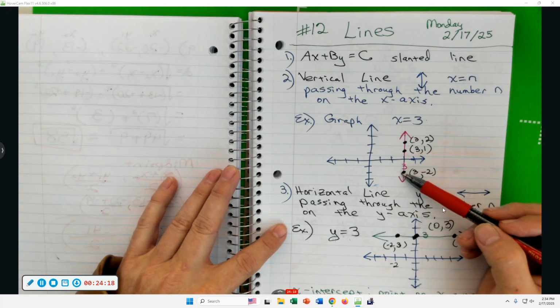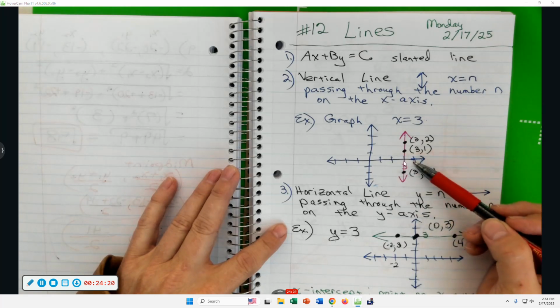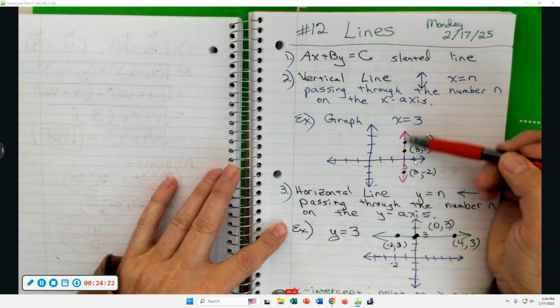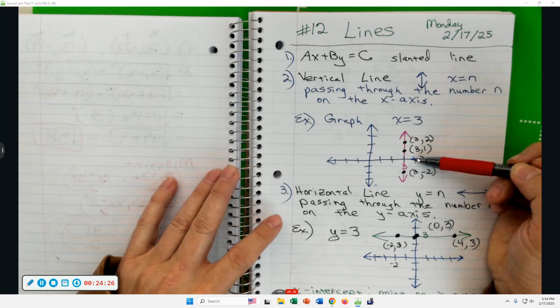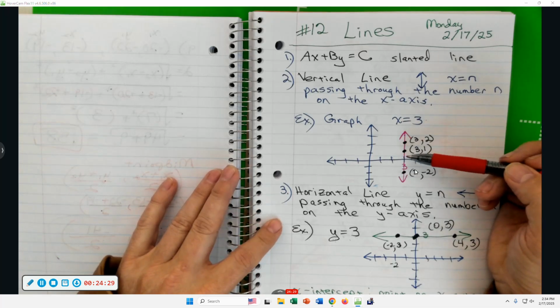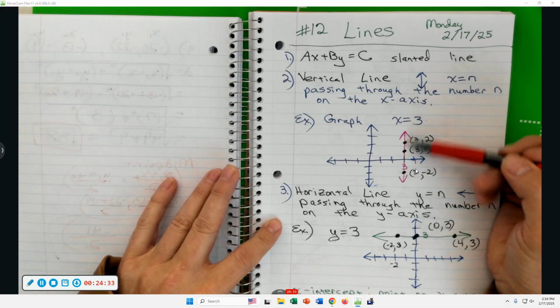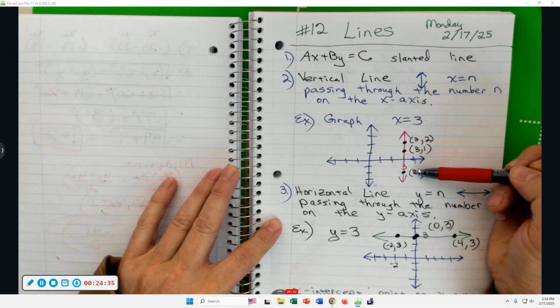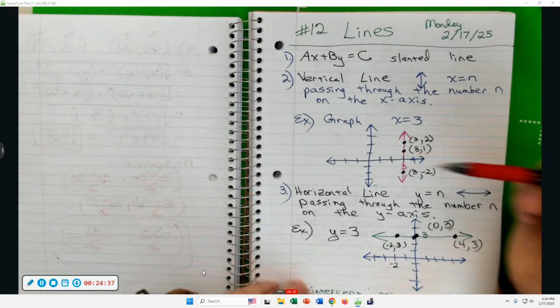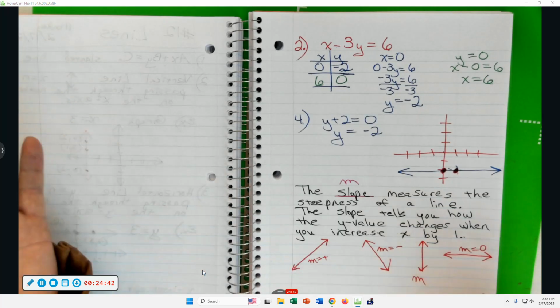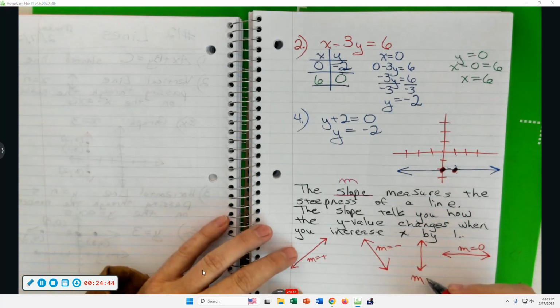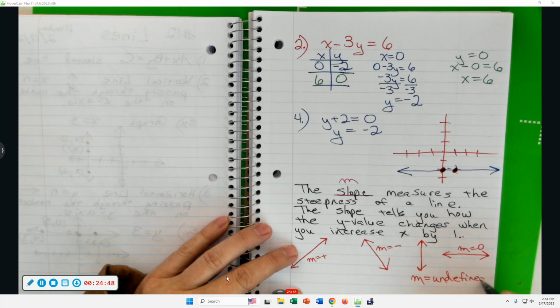On a vertical line, can I increase x by 1? Do I have any points on this vertical line whose x coordinate is 4? No. To ask how y changes when x changes is meaningless. On a vertical line, x can never change. It's always the same. So we say that for a vertical line, it's meaningless to talk about the slope. The slope is undefined.